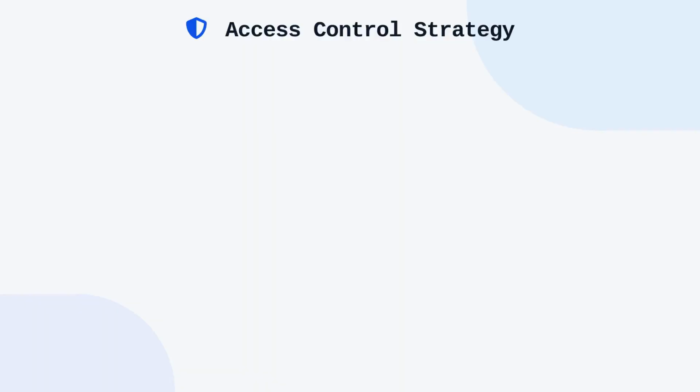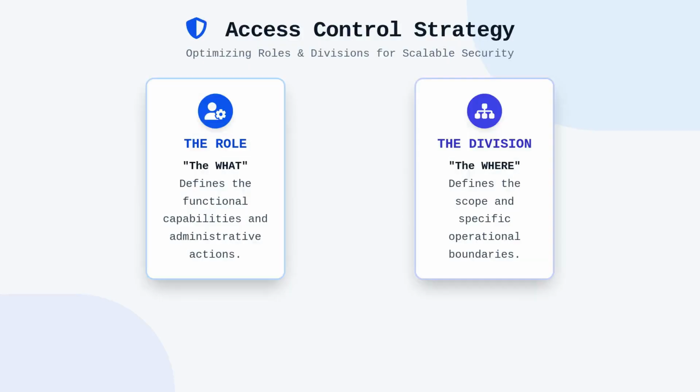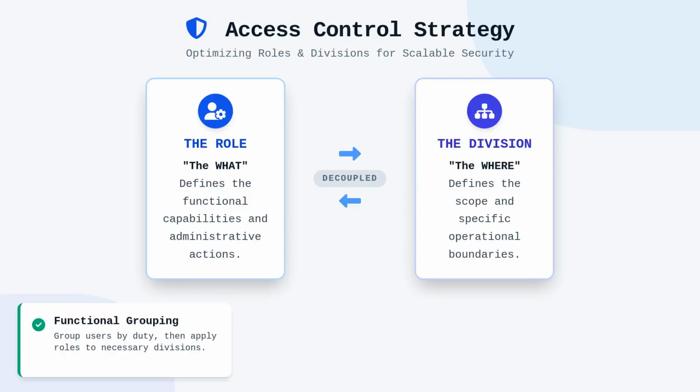Finally, consider the relationship between roles and divisions when designing your access control strategy. A role effectively defines what an administrator can do, while a division defines where they can do it. This decoupling is powerful, but it introduces complexity if you take a fragmented ad hoc approach. You should aim to group your users into roles based on their functional duties, and then apply those roles only to the specific divisions where they need to operate.